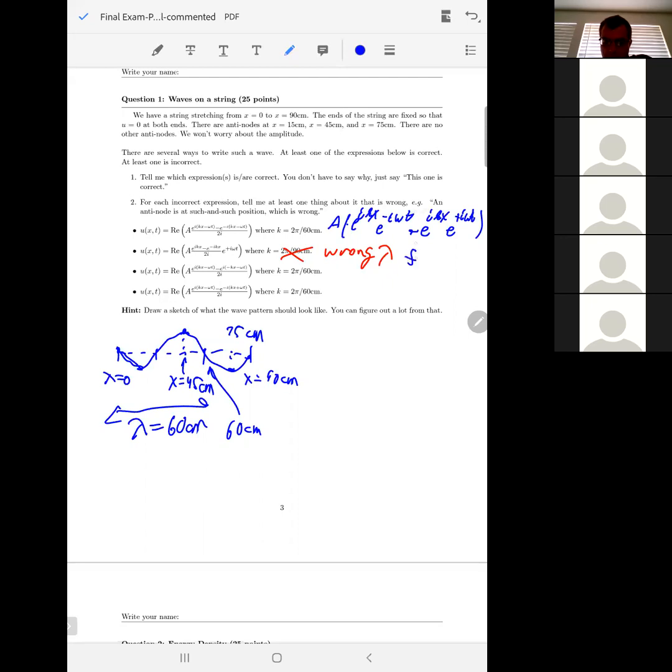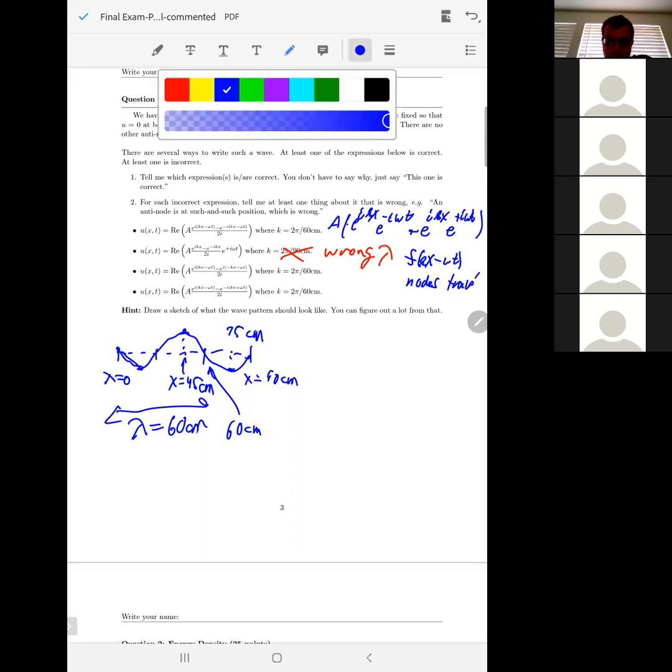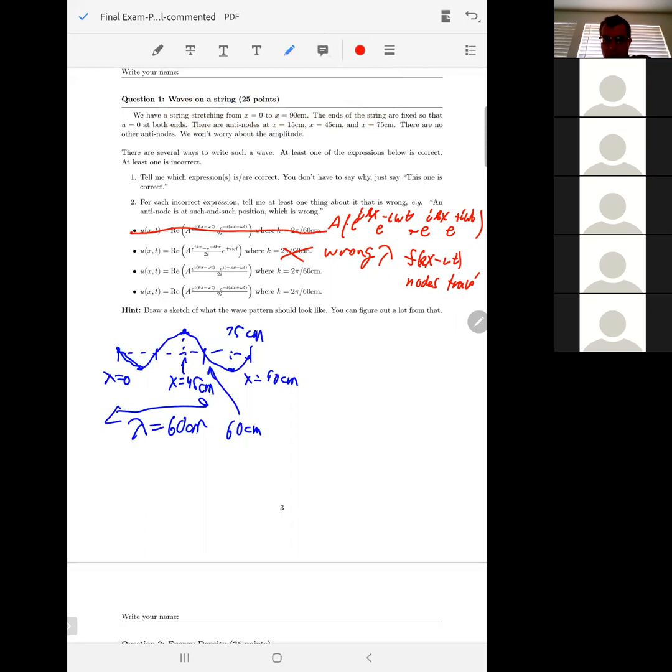This one is a function of kx minus omega t. And that's a problem because that means that the nodes are traveling. So I can immediately conclude that this one is wrong. The nodes travel. It's not a function of x times a function of time, because if it were, then we could potentially have it so that it is always 0 when t equals 0, but we don't have that.